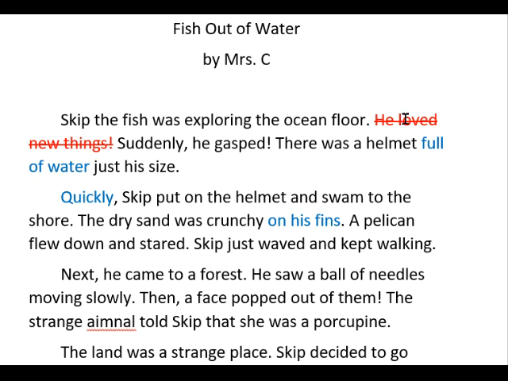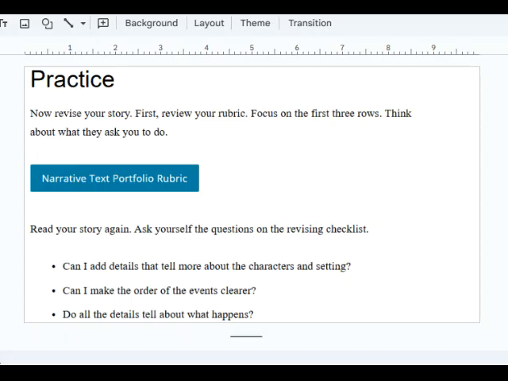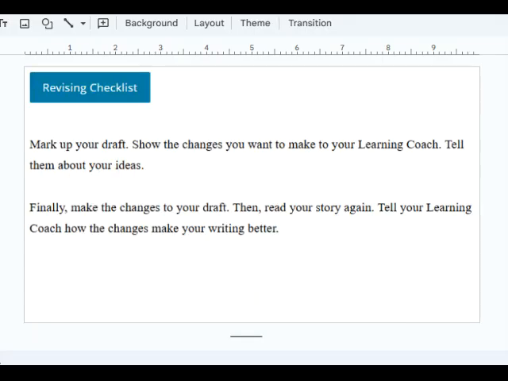You can see that I've got revisions in red, I've got revisions in blue, and that's exactly what you want to do. You want to take out parts that you don't really need, and you want to add things that make your story clearer or more detailed.